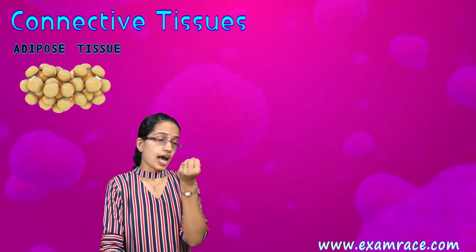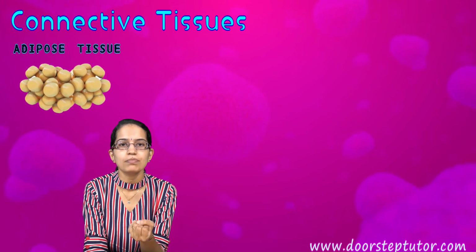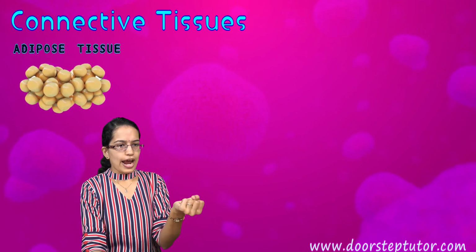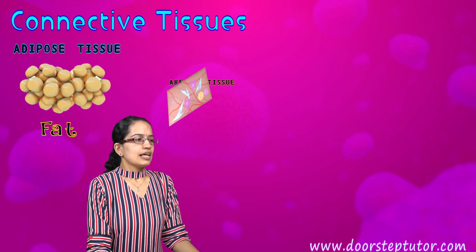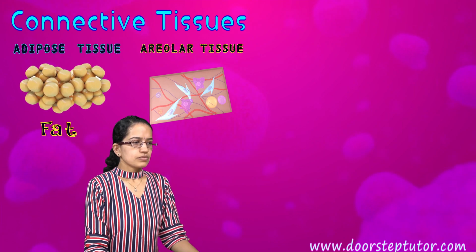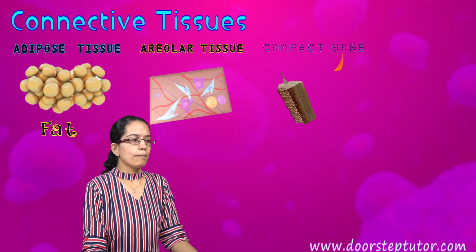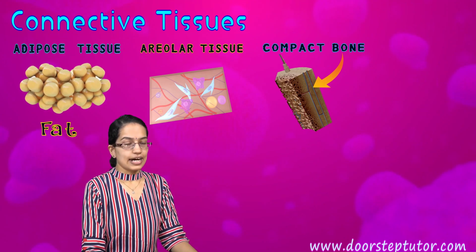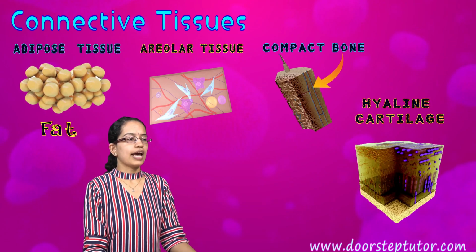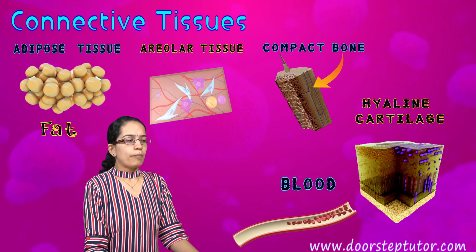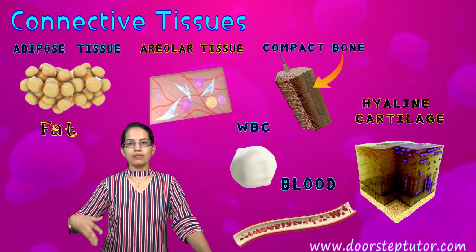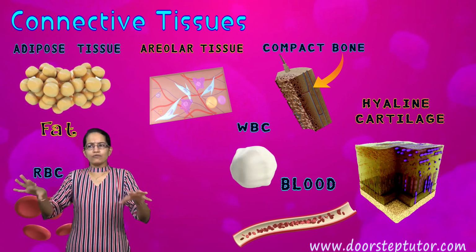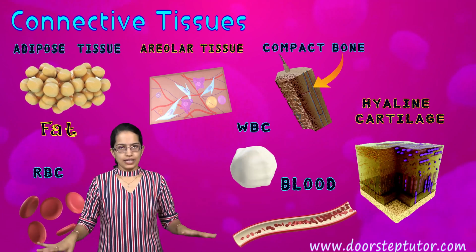The main purpose, as the name suggests, wherever you have adipose, it is related to fat. The next is areolar tissues. Another important one is compact bones that we would understand. You have hyaline cartilage, which is again important, and then blood, obviously. So blood, you have WBC, RBC, platelets, all of those present in the fluid plasma.